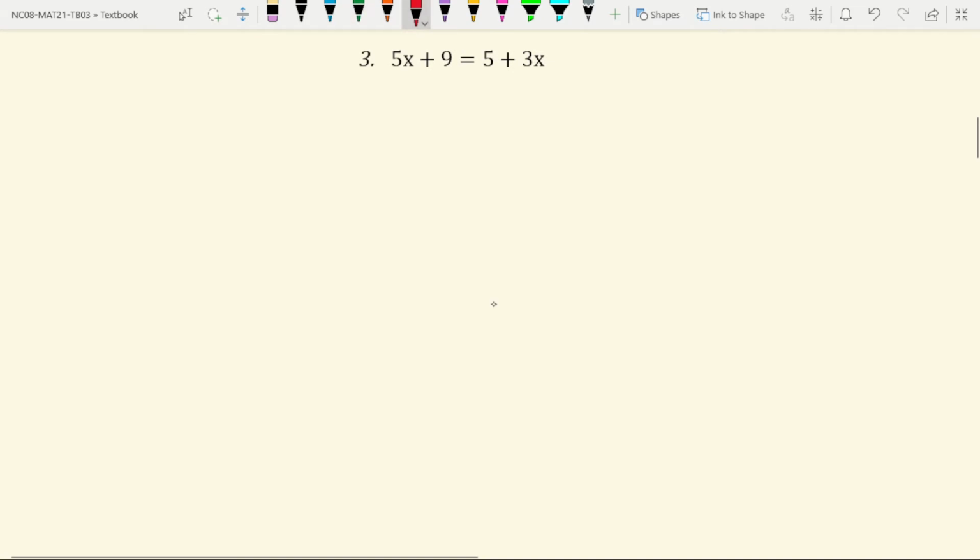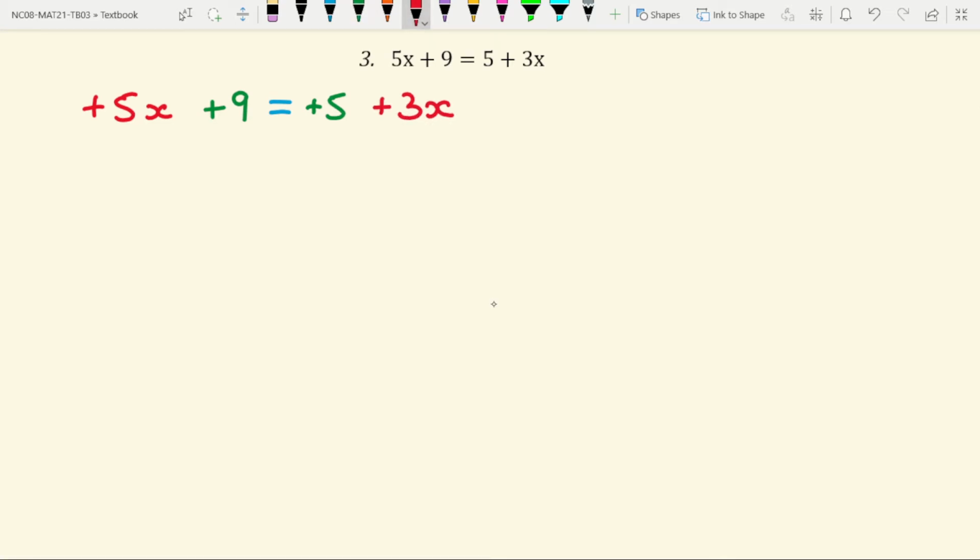What is the first step? The first step is always identifying the terms. So the first term is plus 5x. It is an unknown term. Next term is plus 9. It is a constant. Next is the equal to sign. Next is plus 5. The next term is plus 3x.